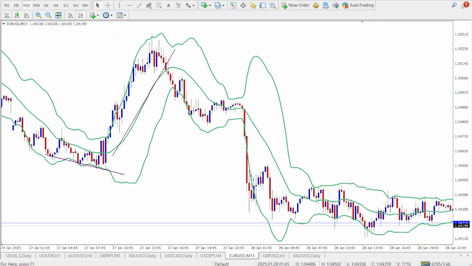Okay, one common strategy is the Bollinger Band squeeze. When the bands tighten, it signals a potential breakout, and you can see that we actually had a breakout here. This is just an example. All right, but you have to wait for confirmation before entering the trade.